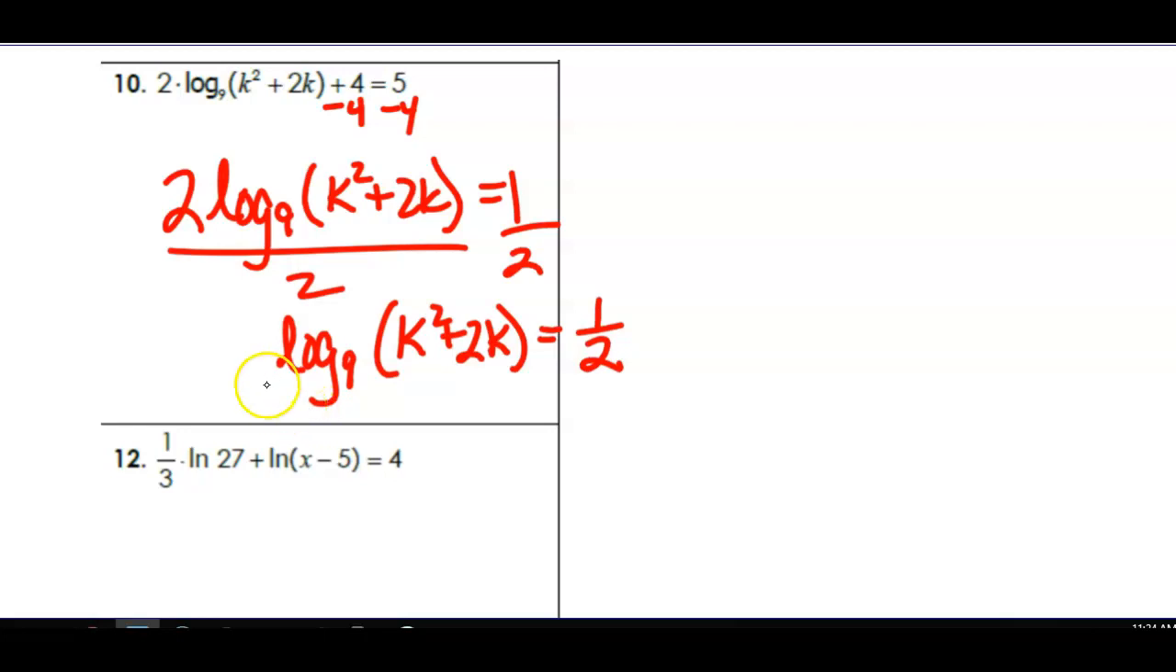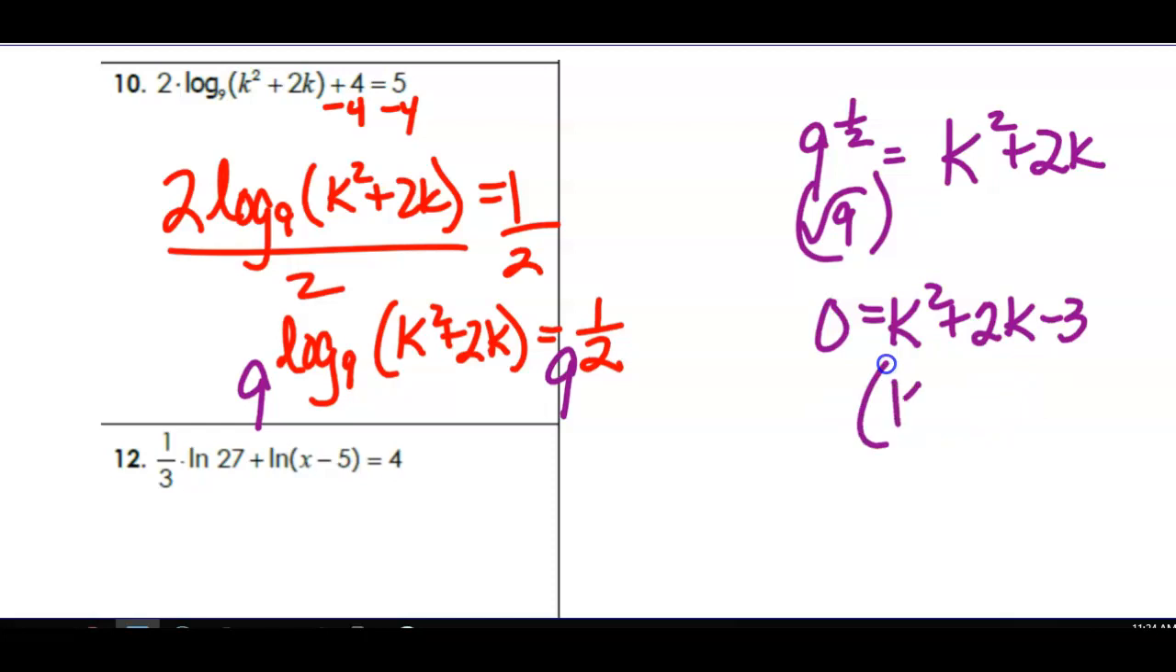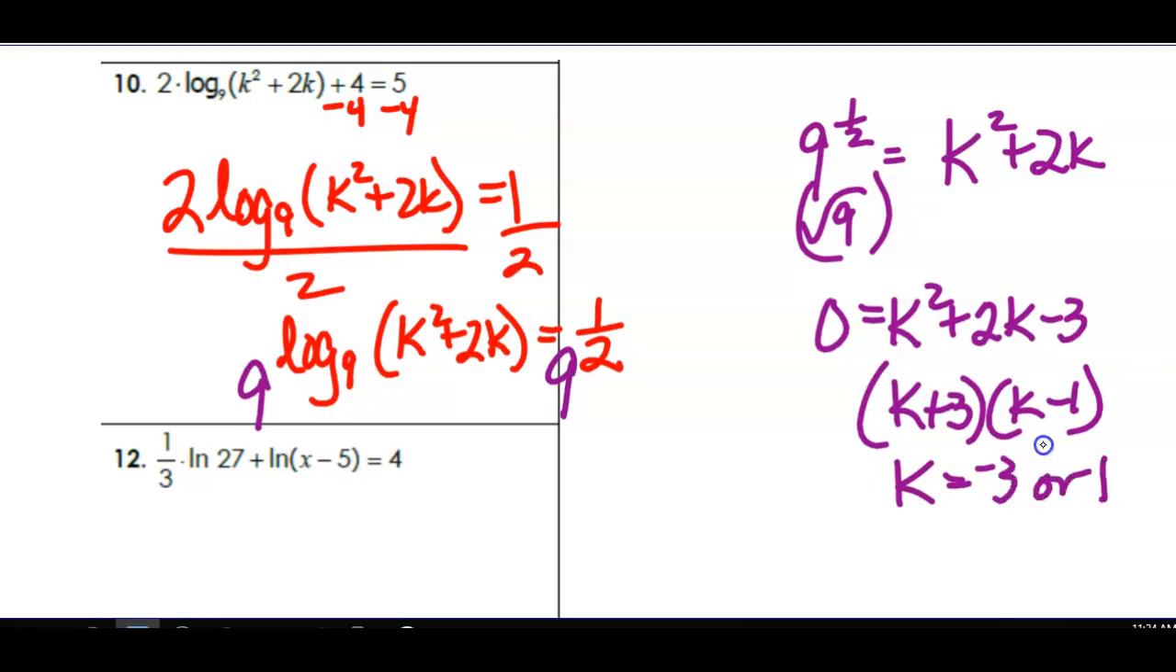If you like exponentiate, you're doing a 9 here and a 9 here. If you're rewriting, it's 9 to the 1/2 equals k squared plus 2k. Well, this means square root of 9, so that's 3. If I subtract it over here, I get k squared plus 2k minus 3, which factors k plus 3, k minus 1, k equals -3 or 1.